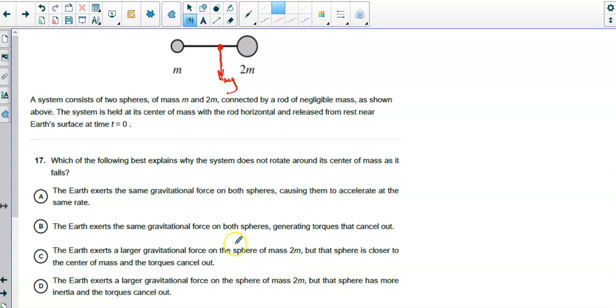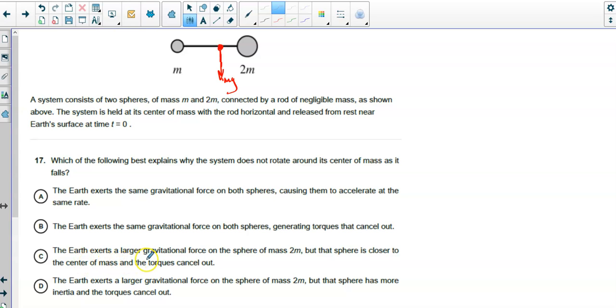Let's see. The Earth exerts the same gravitational force on both spheres. No, it does not. It does cause them to accelerate at the same rate. So maybe my answer won't be one of the choices. But it's not because it applies the same force on each of them. The Earth exerts the same gravitational force on both spheres. No, it doesn't.